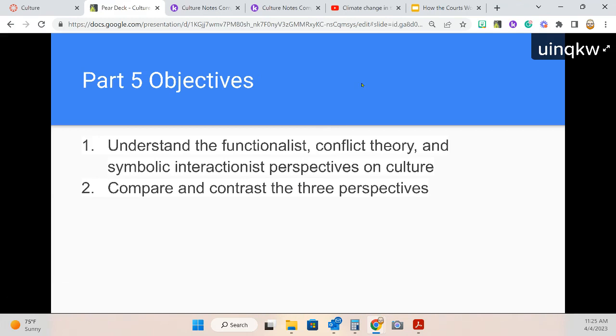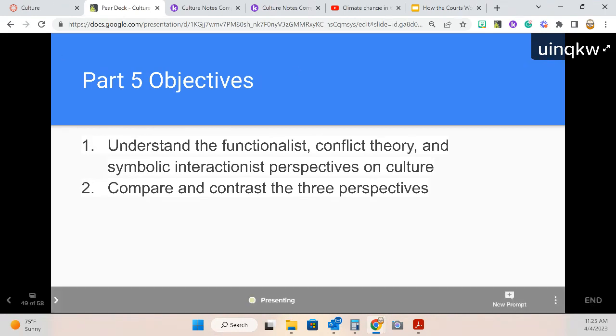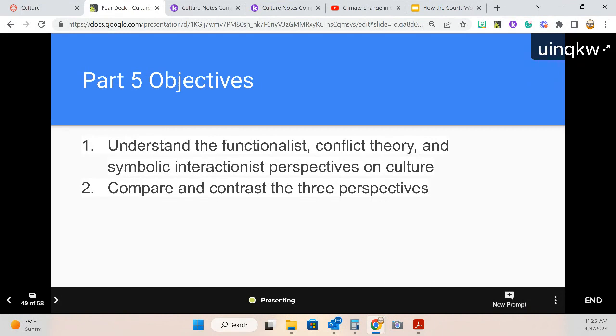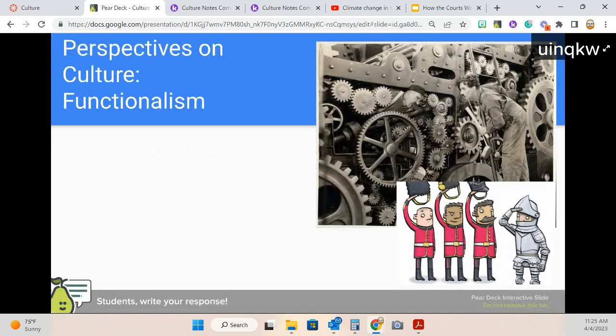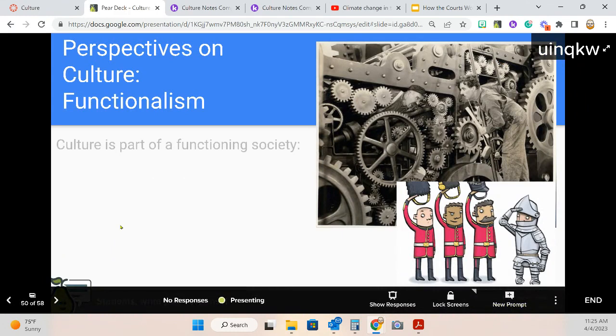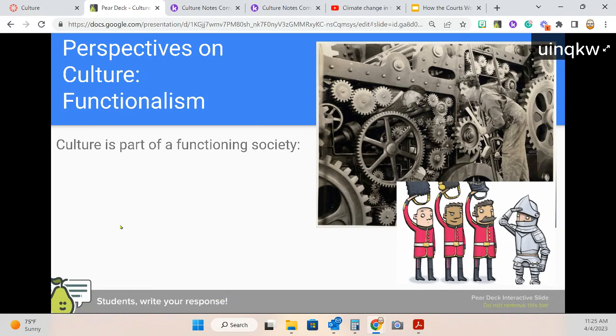And I want you to be able to compare and contrast what those perspectives have to say about culture. All right. We're going to start with functionalism. It's the oldest of our theories, the one we've started with. We're going to maintain that order.